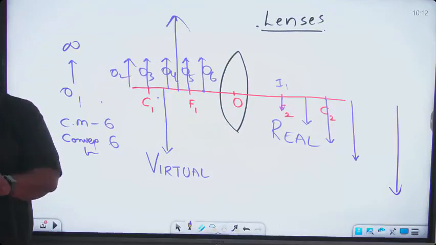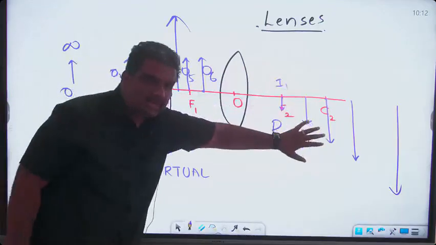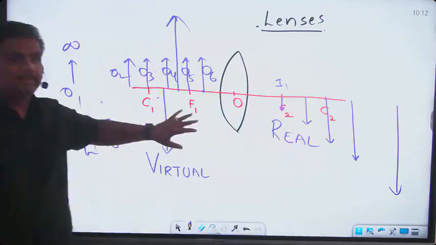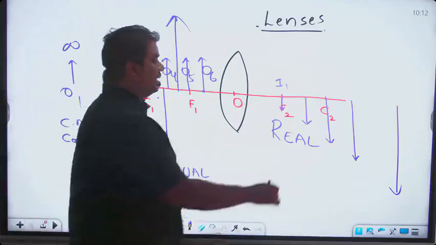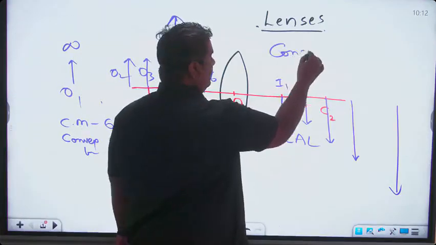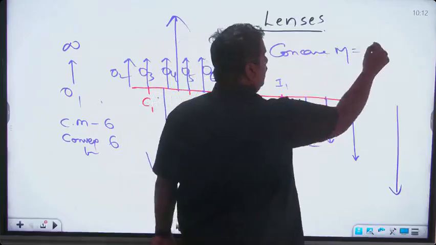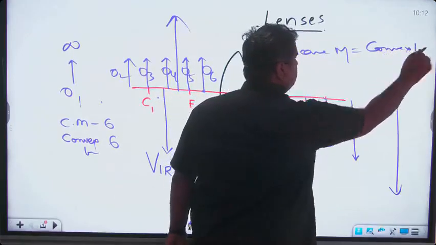The image formed in a convex lens can be a real one, and it can also be a virtual one. So in simple terms, try to remember it like this: concave mirror equals convex lens.